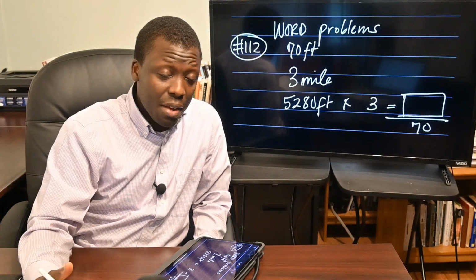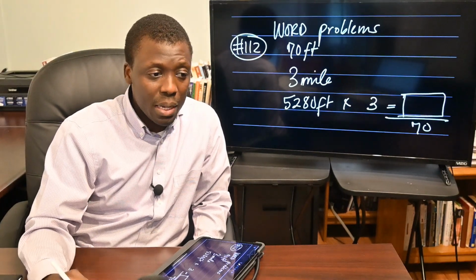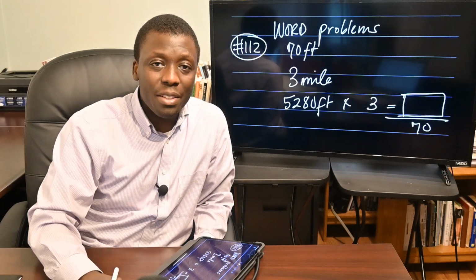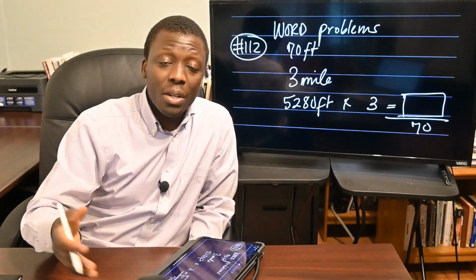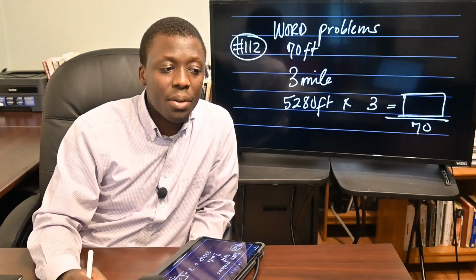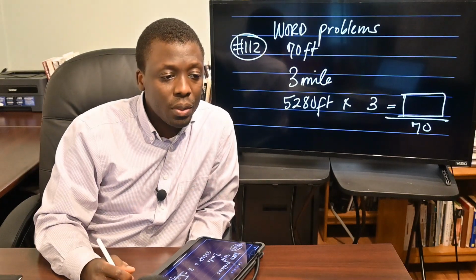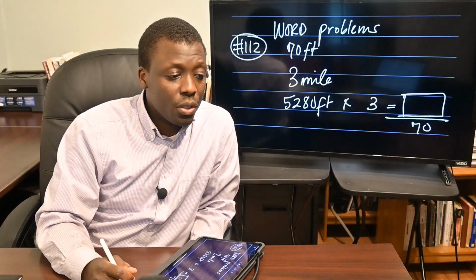In number 111, you'll be doing a similar problem. You do the same thing. You multiply the number of miles by the feet. You convert the miles to feet, and then you divide by the feet apart that you want to do. Something to keep in mind for number 112.